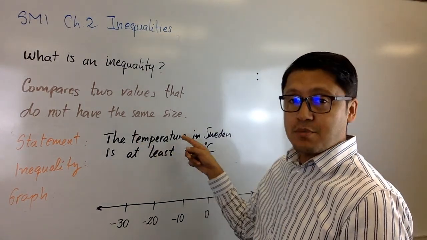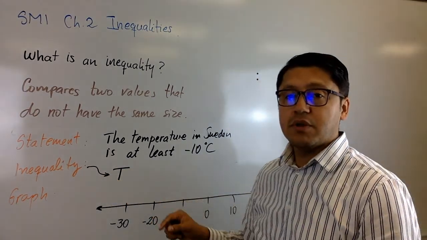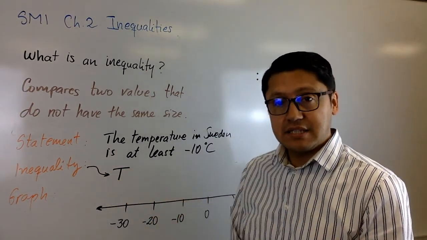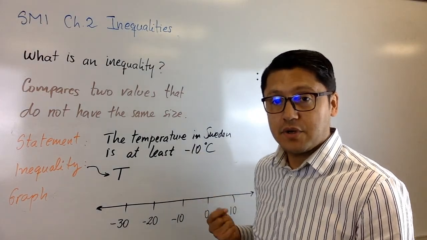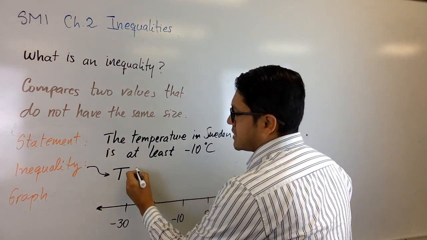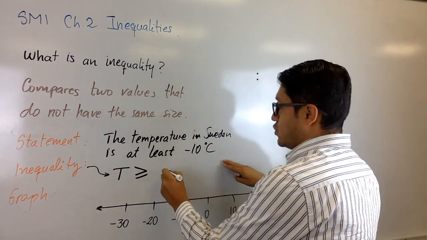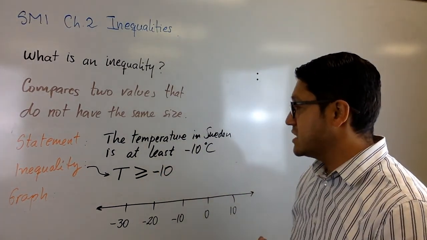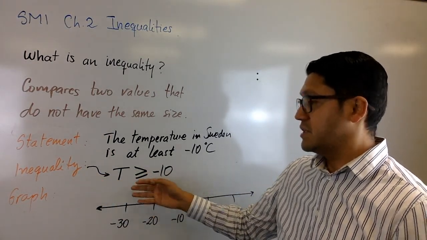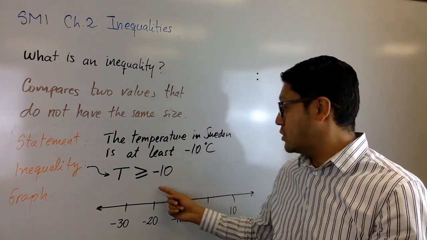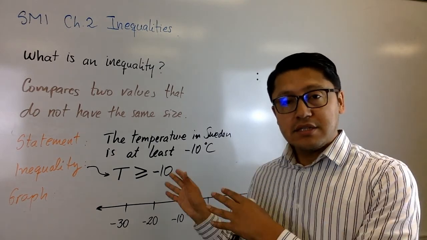So I could say that the temperature, and I'm going to use letter T in our statement, the temperature is at least. It means that it can be negative 10 degrees or higher than that. All right? So I can say that the temperature can be greater than or equal to negative 10. So this is the way I write this inequality, that the temperature is at least, because it's greater than that or can be equal to negative 10 degrees. Now, that's the way we write it as an inequality.